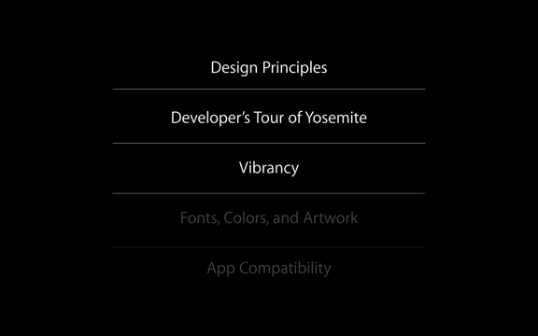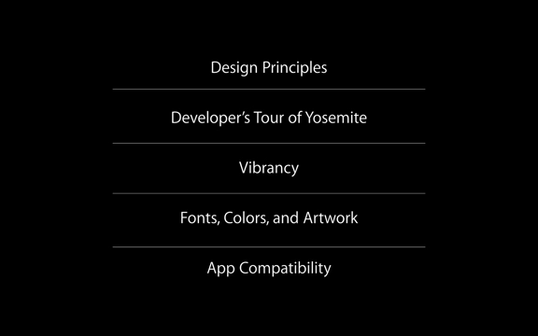Then we're going to talk about vibrancy, which is one of these important elements, and just deconstruct that and get a conceptual basis for understanding what role it plays and how it works and what it does for you. Then talk about some elements that you might bring to your applications, fonts, colors, artwork, and what their role is, and some of the things that we've done to make working with them easier in Yosemite. And last, but definitely not least, we'll talk about app compatibility and how to mitigate the risk of introducing this big design change and having your app work across different scenarios.